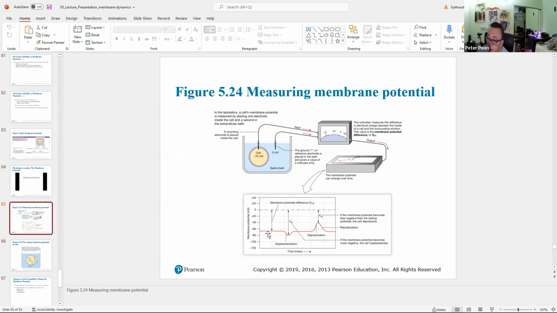So, more terminology. Hyperpolarization. Polar means the two sides are not equal to each other. So if I want to make it more polar, more different, I am hyperpolarizing. If I want to make it less different, closer to 0, I'm depolarizing.